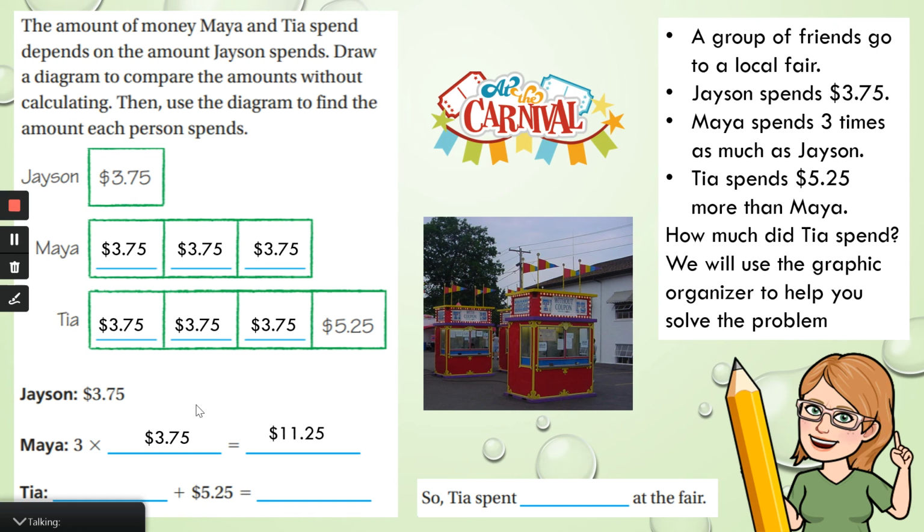So I got $11.25. So now I know that Tia spent $11.25 plus the $5.25 to get $16.50. So Tia spent $16.50 at the fair. Okay. Thank you. And you can move on to the next section.